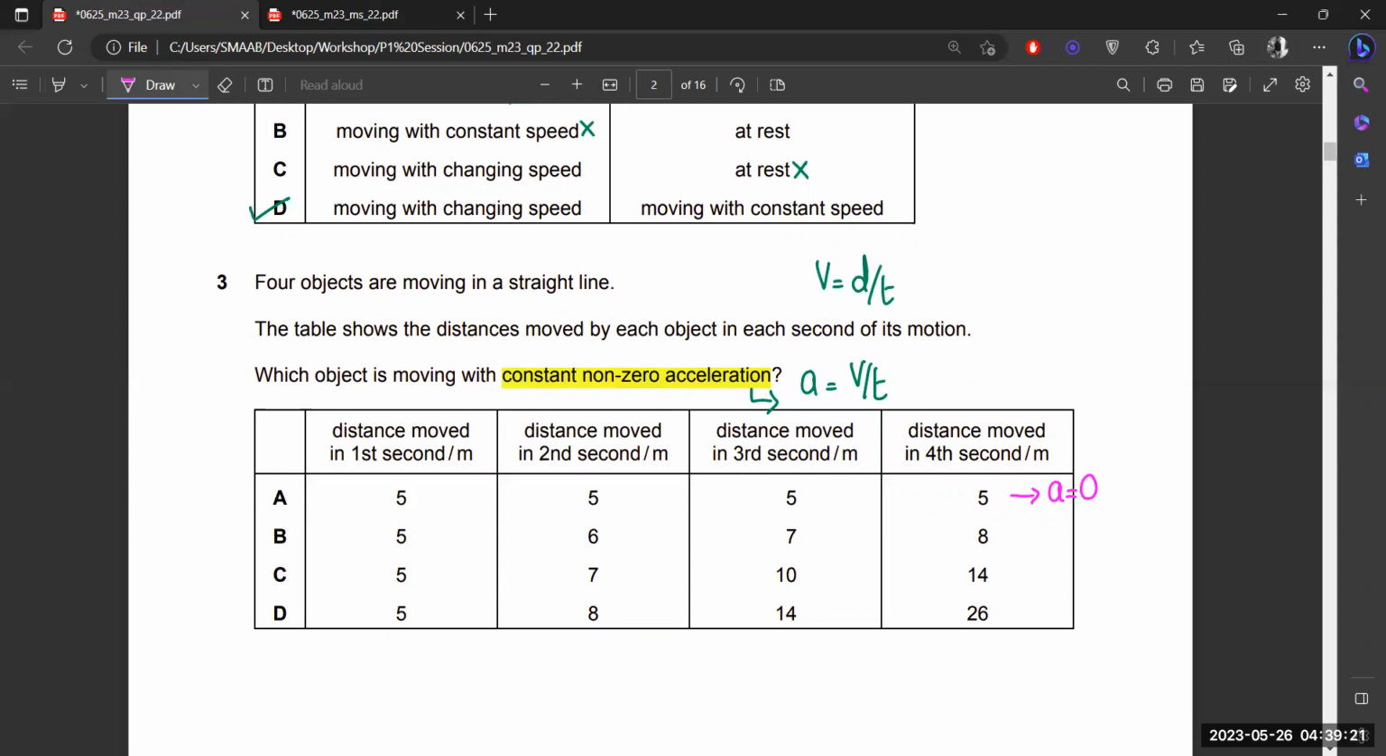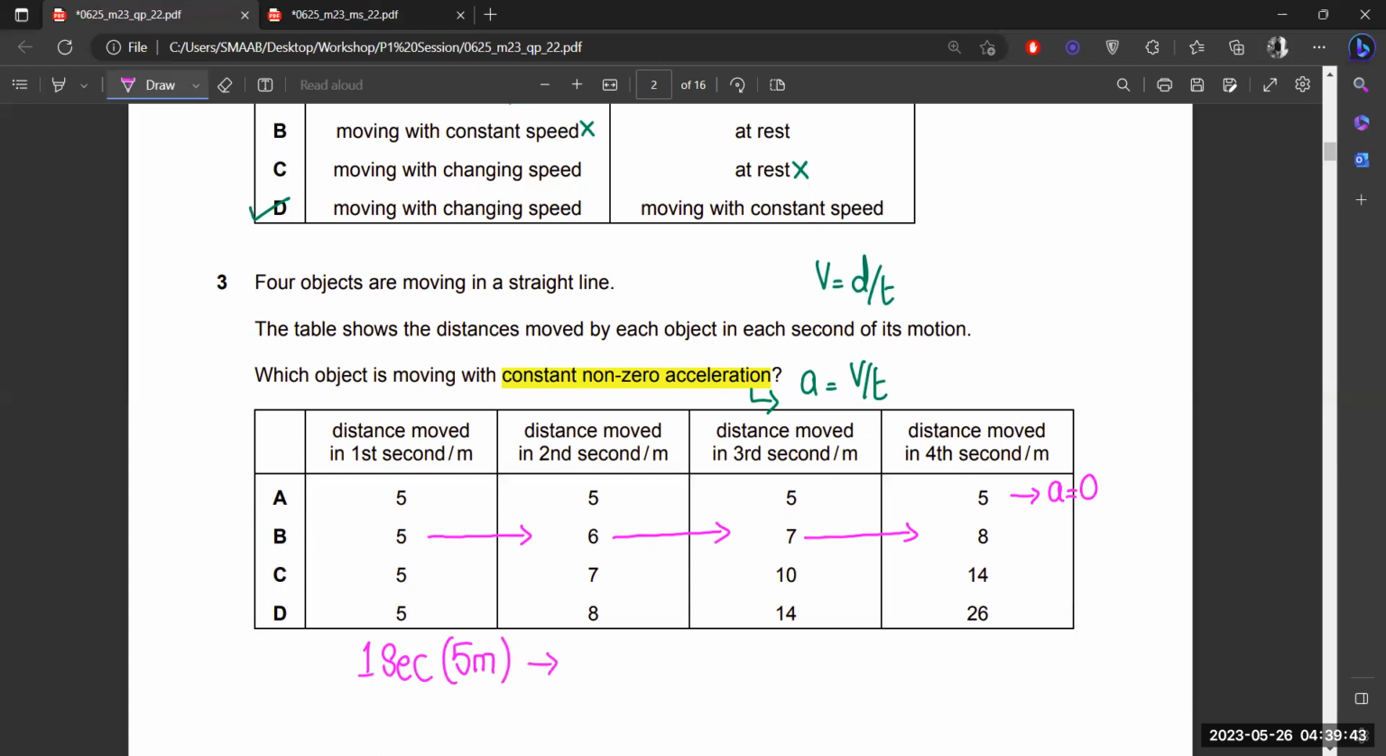So you observe that the change between the distance per second is the same. There is a change of 1 meter in every second. So it means we are changing our distance also. In the first second, the question is like this, that in our first second, we only cover 5 meter.